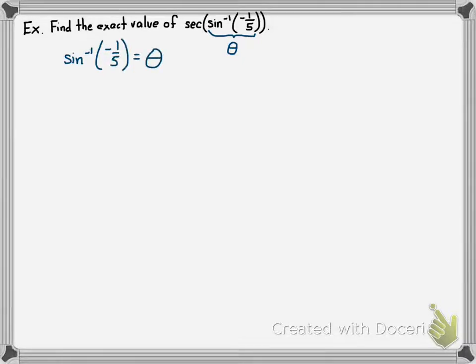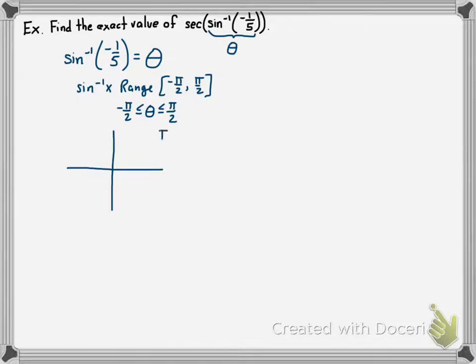Now when I think about the inverse sine function, the range is negative pi over 2 up to pi over 2. So I'm looking for an angle of theta somewhere between negative pi over 2 and positive pi over 2. So the angle that I'm going to draw is either going to be in the first quadrant or the fourth quadrant.